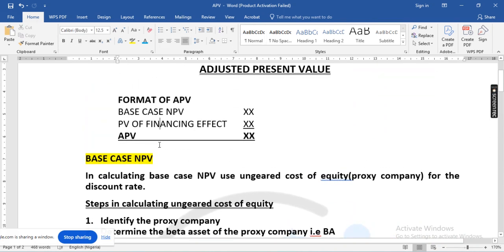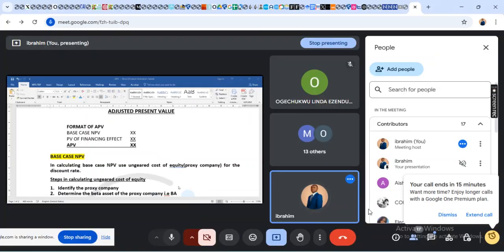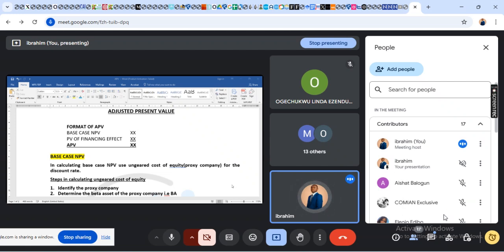The major problem is, what do you use to discount? It is still your normal NPV, but what you will use to discount it is the ungeared cost of equity. Why? Because it is assumed that the business will be financed only by equity, right? Either you use these steps or you use what? The Modigliani and Miller proposition what? Proposition two. That is base case NPV.